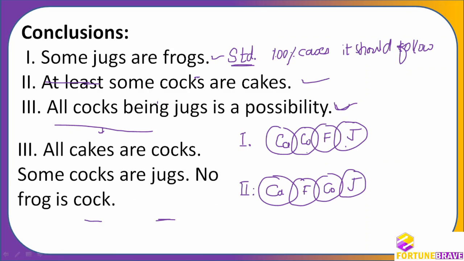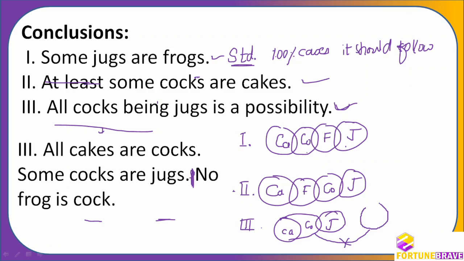Third one, it's in front of you. If you want, you can see whether you can do it. This is a different statement, so you can take it below. Here is a para. All cakes are cocks. Some cocks are jugs. No frog is cock. Okay, you want it to be done by me? I'll do it, no problem at all. All cakes are cocks. Some cocks are jugs. No frog is cock.